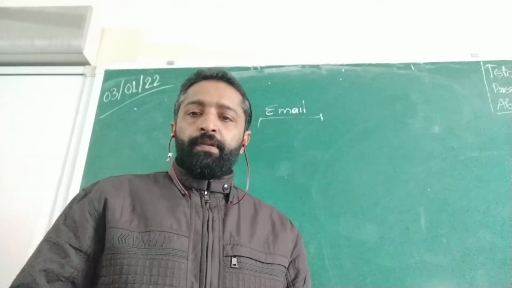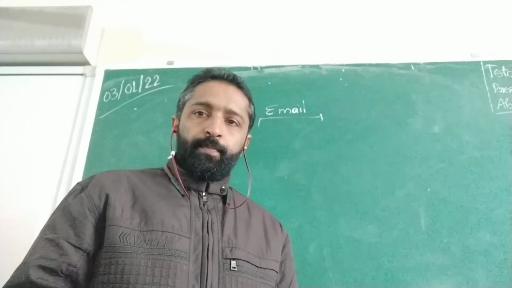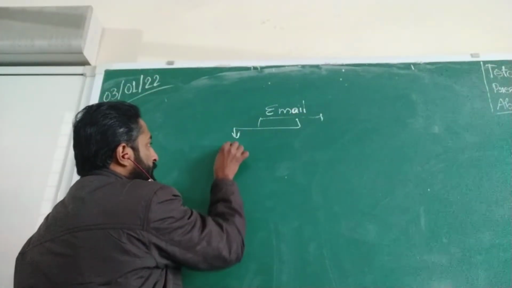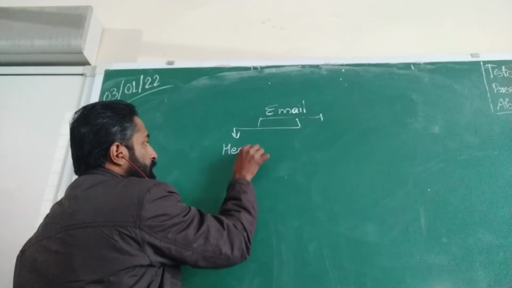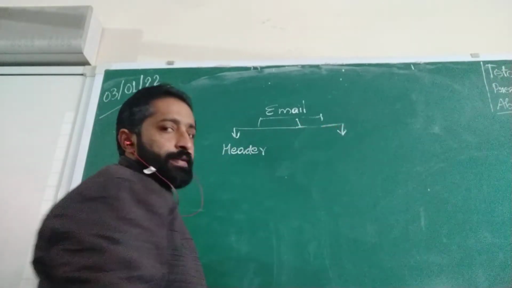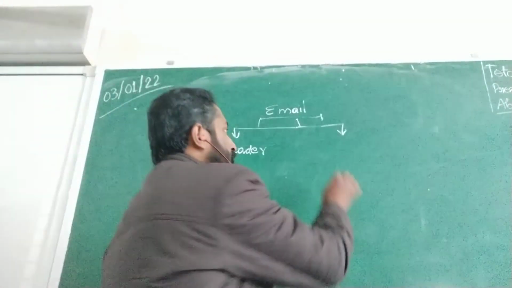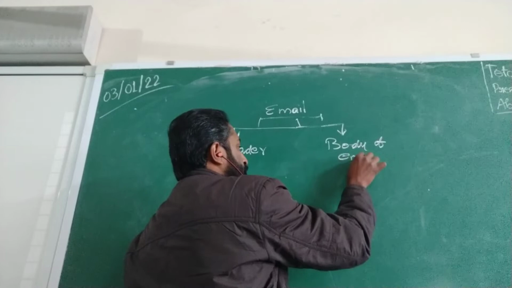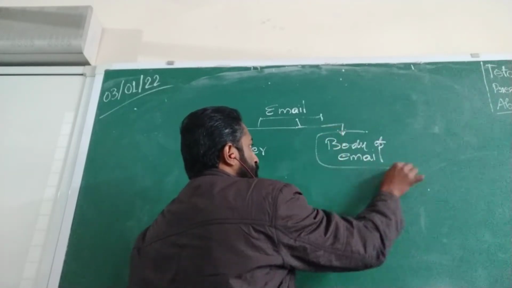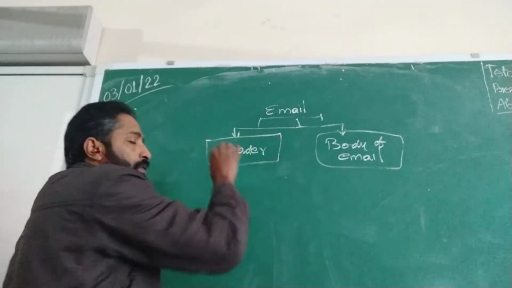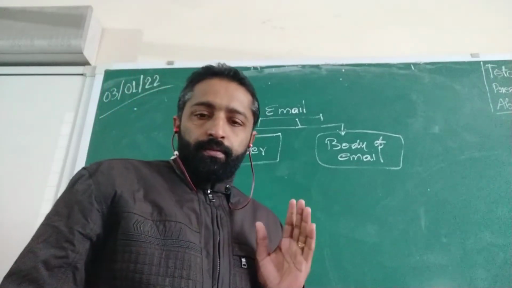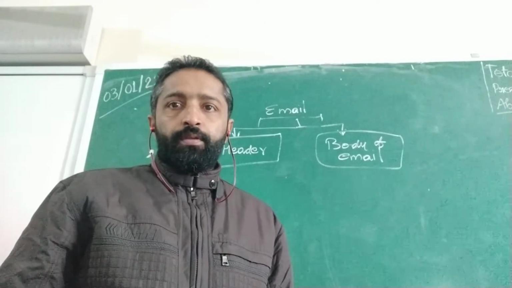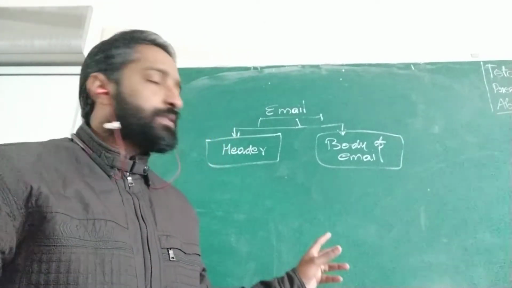So there are two different features for an email. Okay, there are two different parts of it. The first one is header. Header is the first part of it. Second is the body of email. So the first part is header. Second part is body of an email. So let's go through these two different topics.